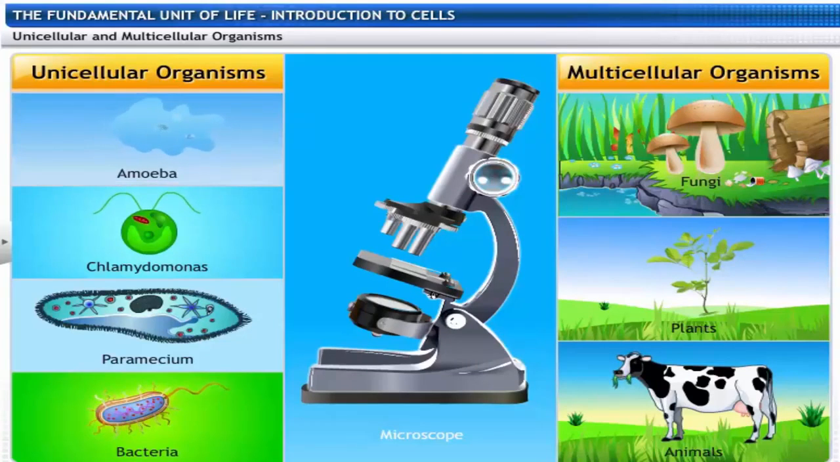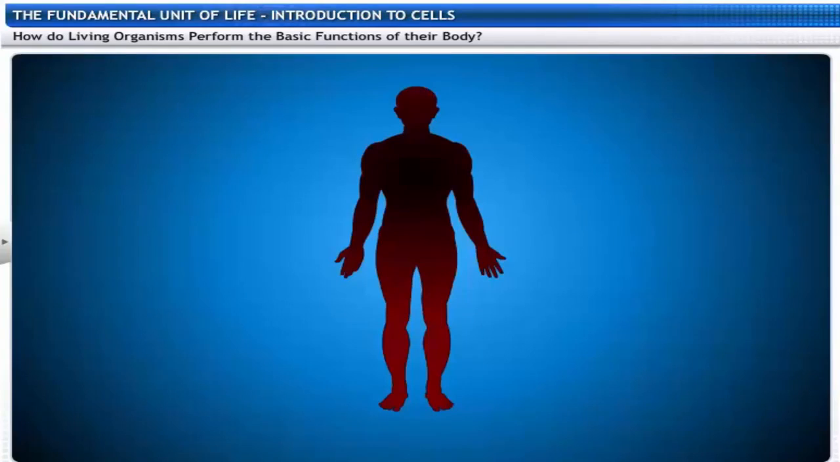Organisms like amoeba, chlamydomonas, paramecium, and bacteria have single cells, which constitute the whole organism. These organisms are called unicellular organisms. On the other hand, in organisms like fungi, plants and animals, multiple cells group together to form tissues. These organisms are called multicellular organisms. Do you know how living organisms perform the basic functions of their body?